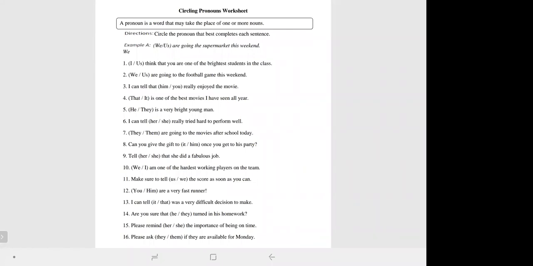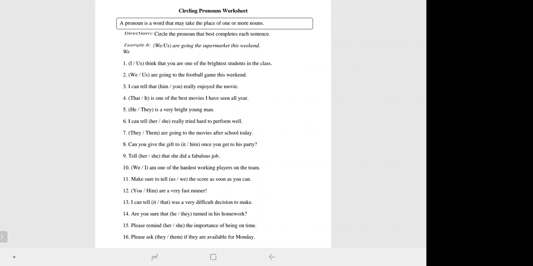Of course, that could be an answer too, but that is a demonstrative pronoun. It's usually used when you are pointing out one specific thing or person. In this case, the more appropriate one is it. It is one of the best movies I've seen all year, or that can also be an answer. So for this one, I say both can be answers. Number 5.